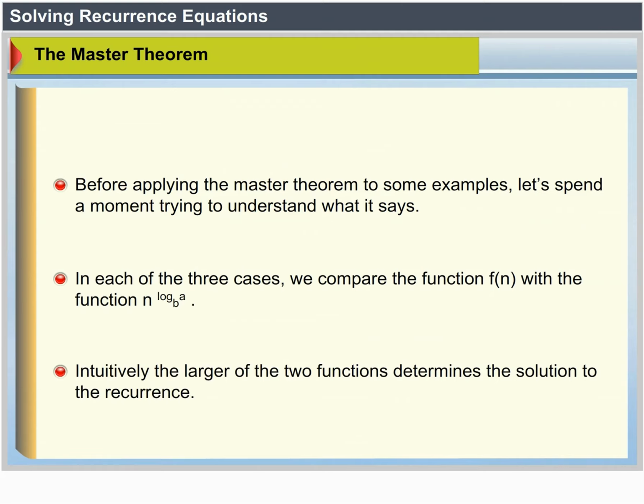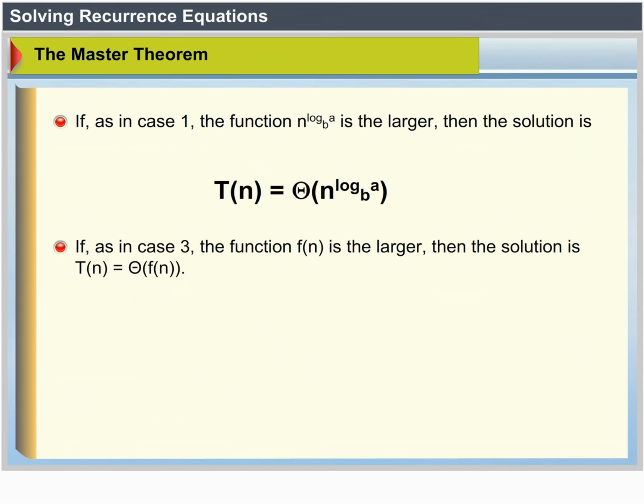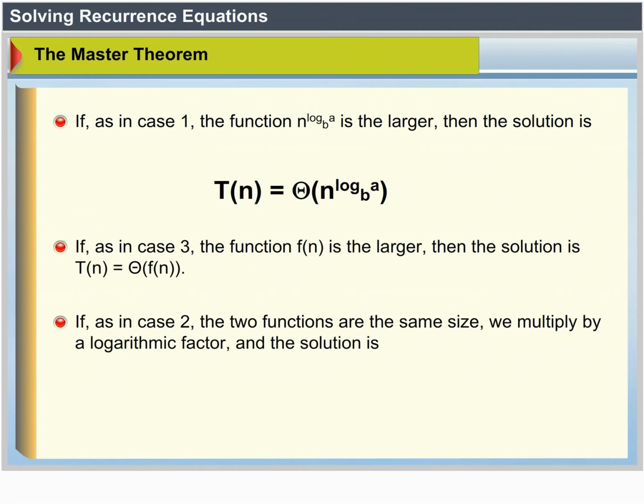If, as in case 1, the function n^(log_b a) is the larger, then the solution is T(n) = Θ(n^(log_b a)). If, as in case 3, the function f(n) is the larger, then the solution is T(n) = Θ(f(n)). If, as in case 2, the two functions are the same size, we must multiply by a logarithmic factor, and the solution is T(n) = Θ(n^(log_b a) log n) = Θ(f(n) log n).